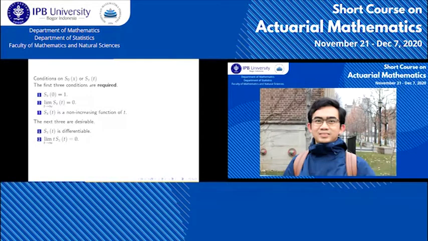Okay, the second one is the limit of t times S sub x of t as t approaches infinity is equal to 0. This property allows for the expectation of Tx being finite. And the last one is the limit of t squared times Sx of t as t approaches infinity. This property allows for the variance of Tx being finite.